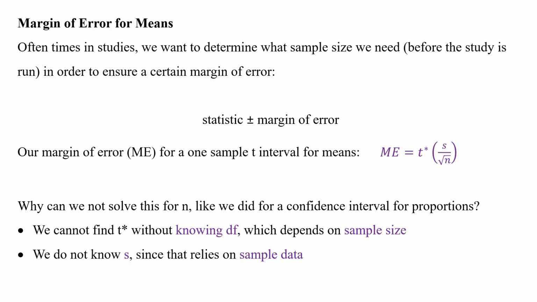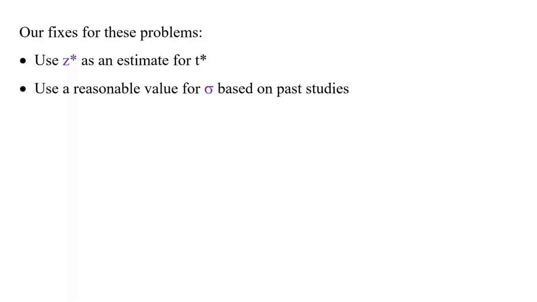Our second issue is that we don't know s. s relies on sample data, so if we haven't conducted the study, we don't know what that sample data is. So these are our two issues we run into when we're trying to determine a sample size for a mean. We have two fixes for this problem. The first one is to use z star as an estimate for t star, going back to our critical value, z star, that corresponds to the standard normal distribution. And the other fix is just to use a reasonable value for sigma based on past studies.